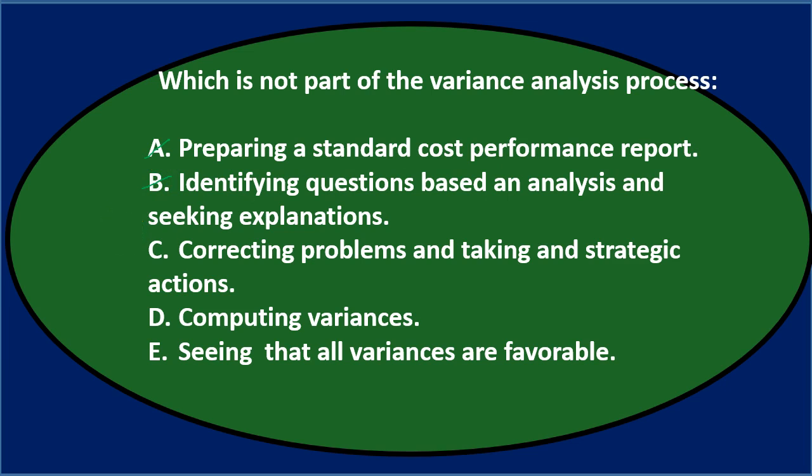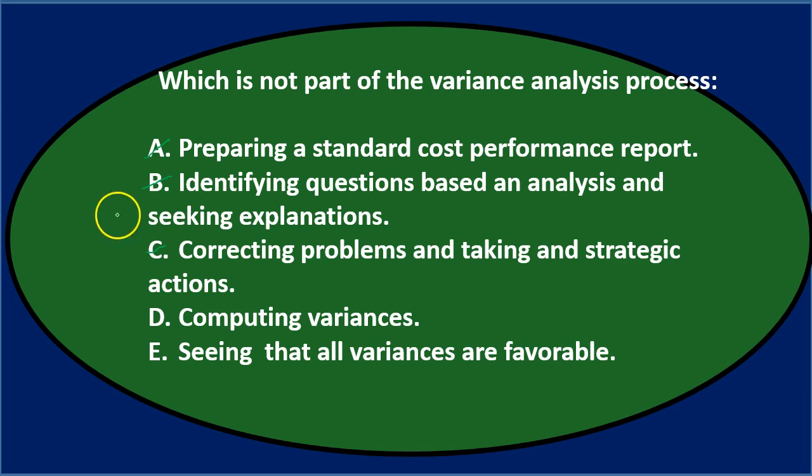C says correcting problems and taking strategic actions. It has two ands here, which it shouldn't, but again, that seems like part of the process. We're going to do analysis, and then we're going to basically correct the problem. So I would think that would be part of it. And then D says computing variances. That's going to be the differences, so that would seem reasonable. And then E says seeing that all variances are favorable. That would be something like we're trying to control all variances possibly to be favorable or something like that.